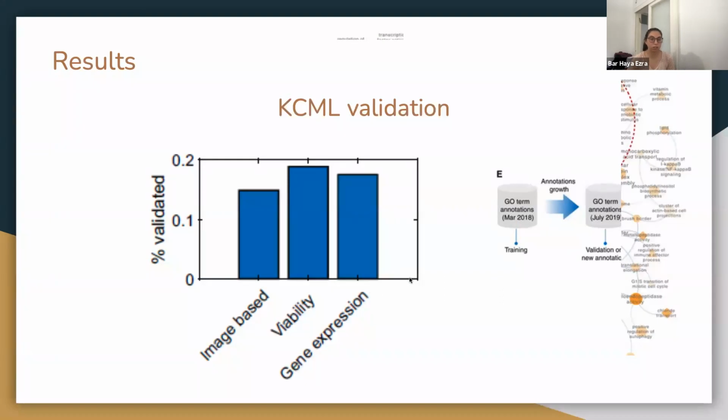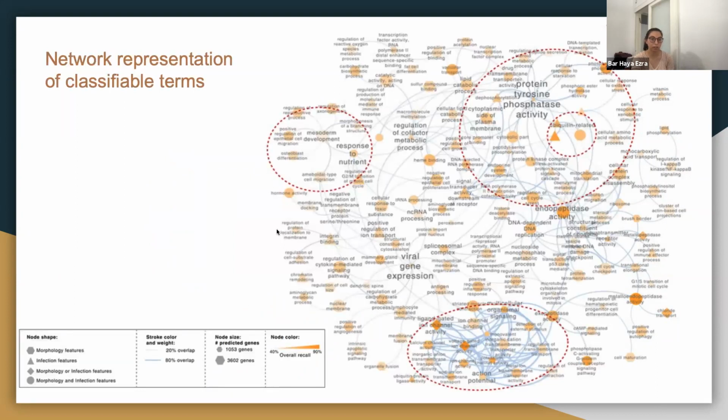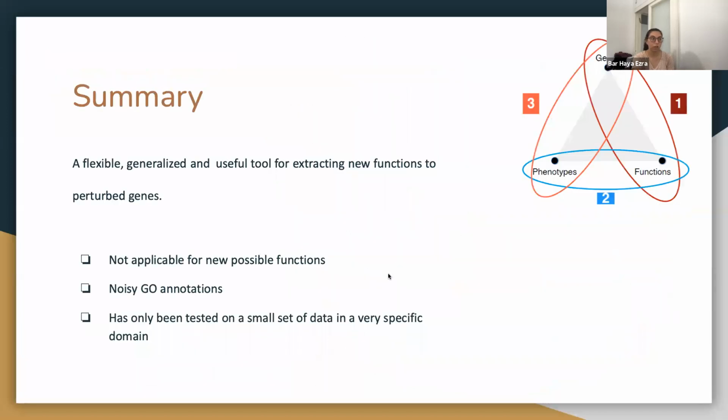KCML can actually also classify biological functions that act at different scales, from the molecular to the tissue level. The authors were able to create a network representation of classifiable terms, showing the connections between them. We can see it in this graph here. A nice connection that they found using KCML is between olfactory receptors, which are smelling genes, in the gut, and colorectal cancer. And they suggested using these receptors as biomarkers to find the cancer.